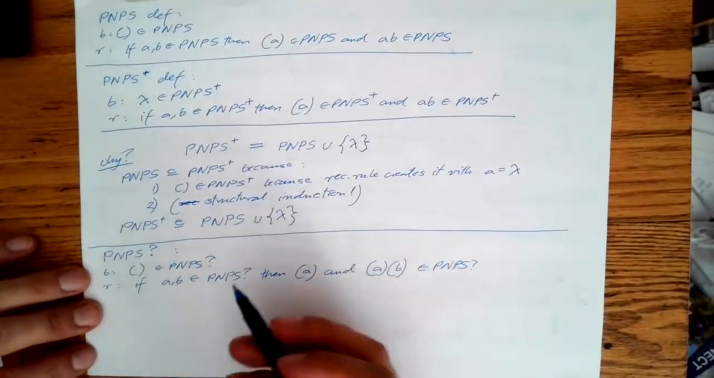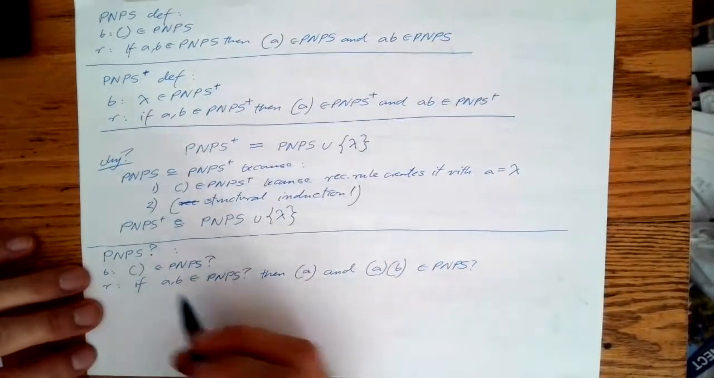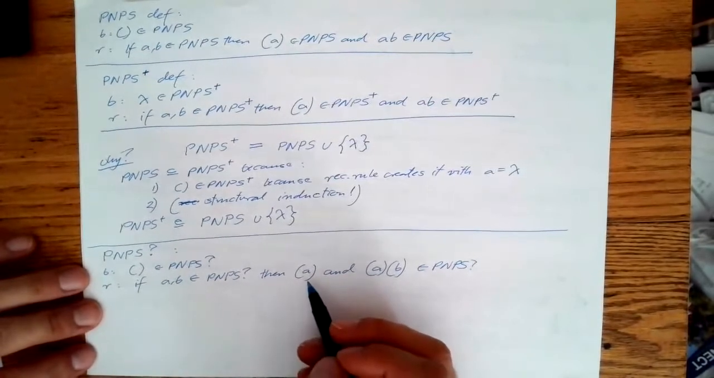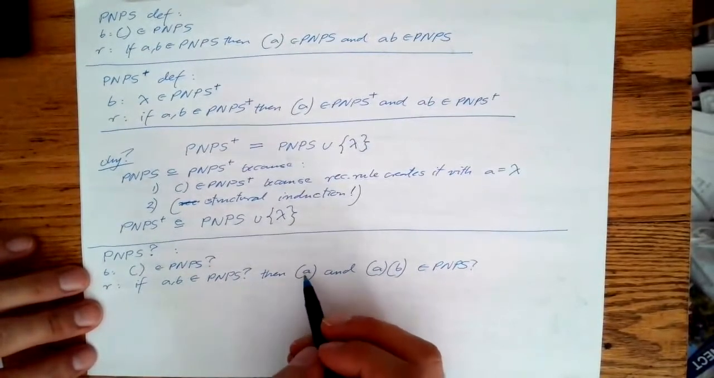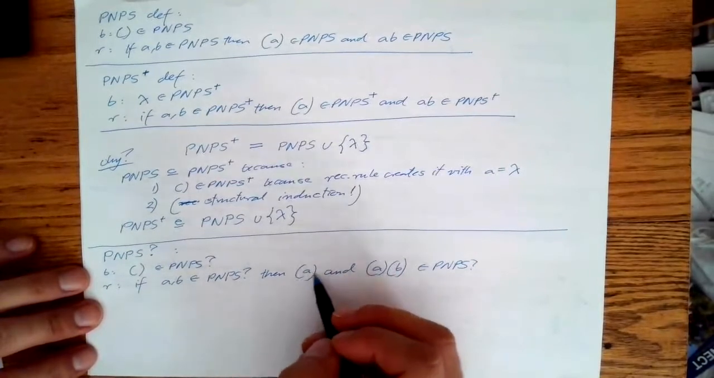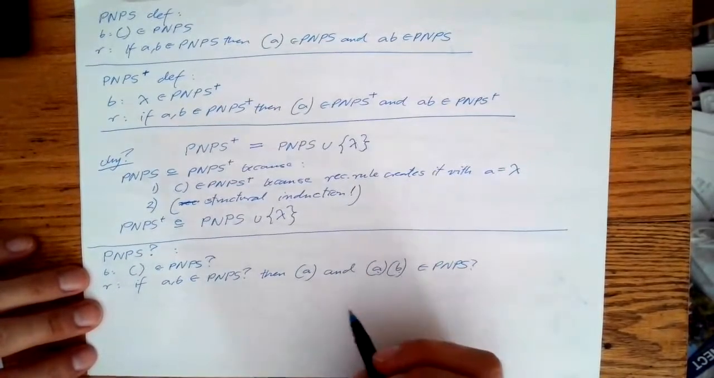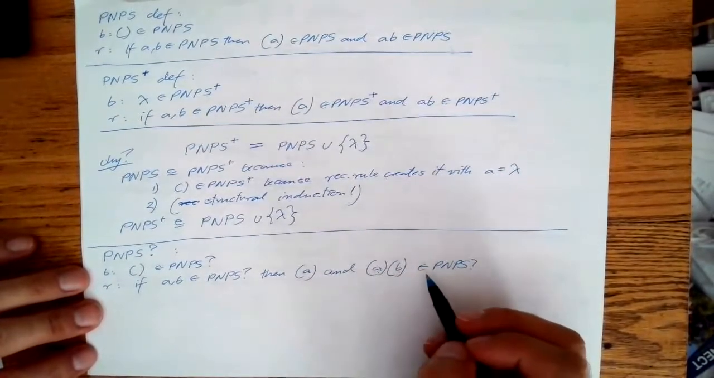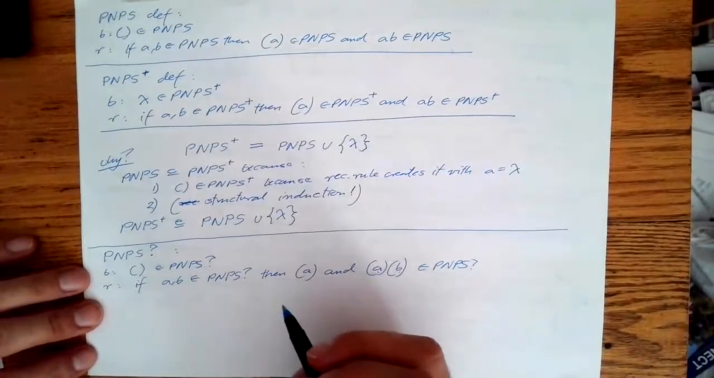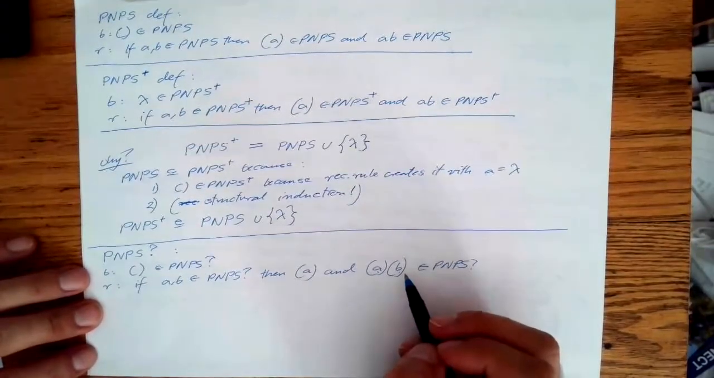Perhaps you can see that, okay, yes, this will only generate properly nested parenthesis strings. If this is properly nested, then so is this. If both of these guys are properly nested, then I can definitely do that. But the question is, will it generate all of them?